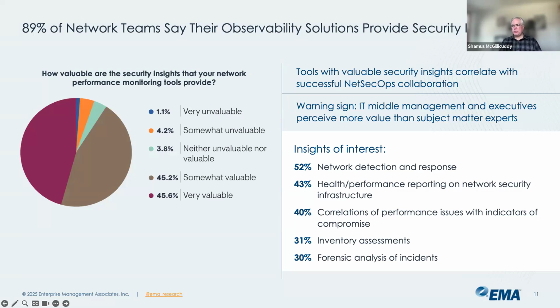So being able to correlate performance issues with indicators of compromise can really shorten that mean time to insight and make sure that a network team can actively help a security team zero in on security issues more quickly rather than spending a lot of time troubleshooting it as a performance issue. We also see tertiary interest around inventory assessments and forensic analysis of incidents. Inventory assessments, for instance, if you have a network observability tool that can reveal the latest CVEs and whether or when you should be addressing them, things like that can be really helpful.